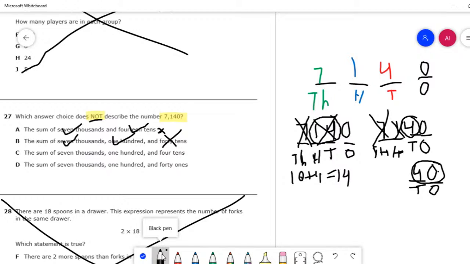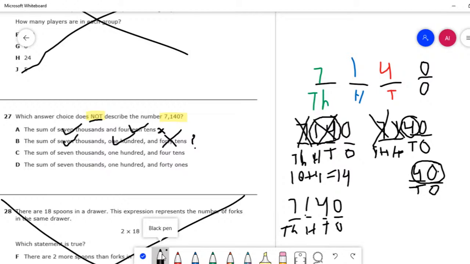And we can say that because the question's asking for what doesn't describe it, that might be a potential answer choice. Now let's move on to choice number C. This says that the sum of 7,100 and 4 tens. So, again, let's write out the number again, 7,140 with the 4 different place values: ones, tens, hundreds, and thousands.